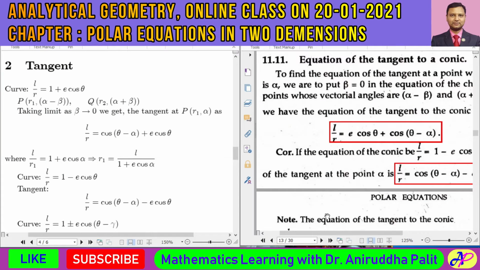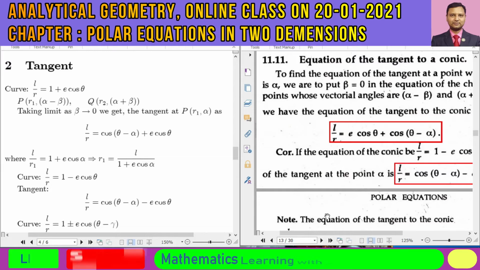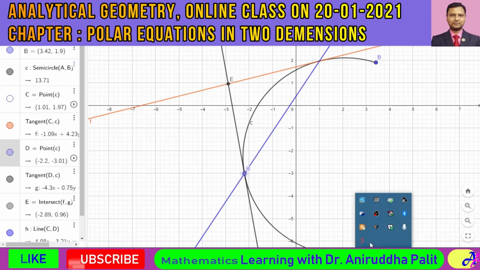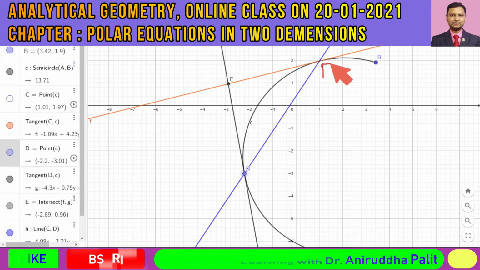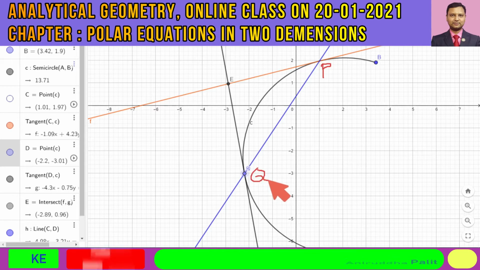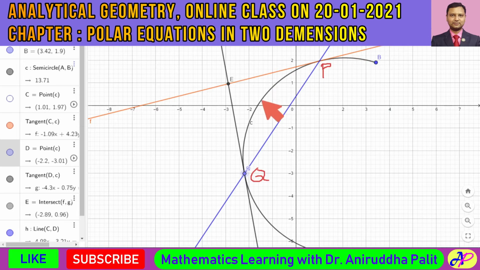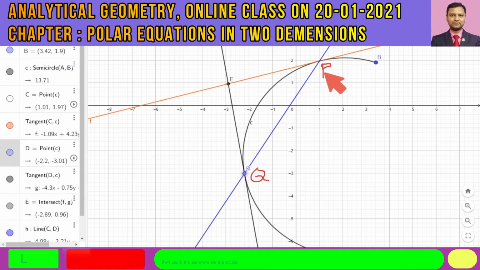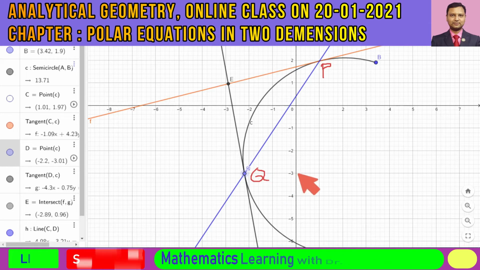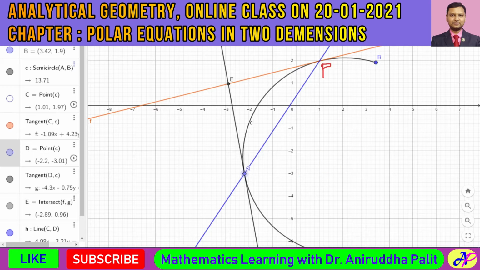Now we are going to study the equation of the tangent to a conic. And in order to understand it in a little better sense, let us consider this picture over here. Suppose this is the point P and this is the point Q. We have a conic, this kind of conic, and at this point P, suppose P is the fixed point and Q is a variable point. Now let me change the position of Q, keeping this point fixed.